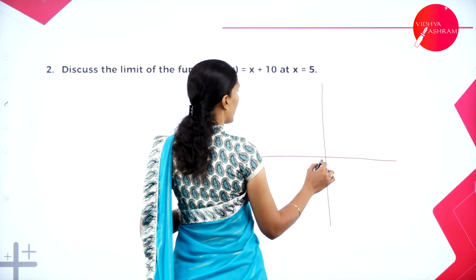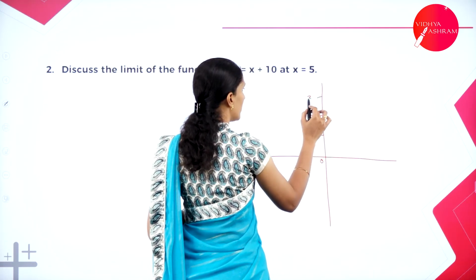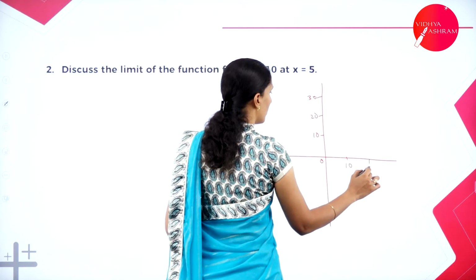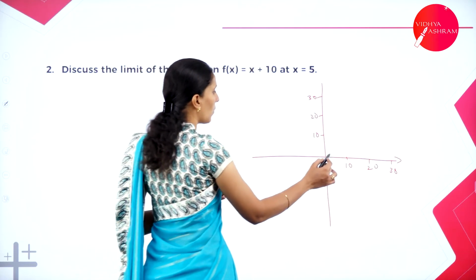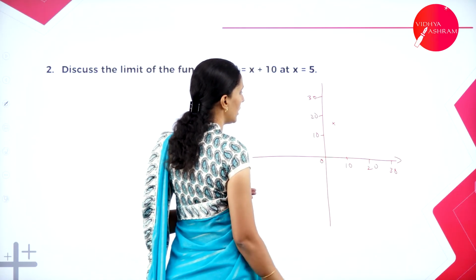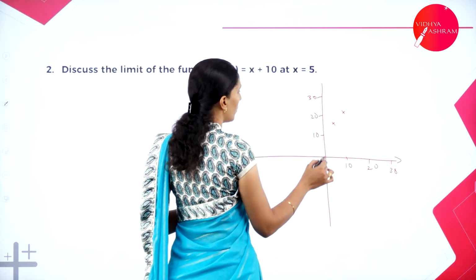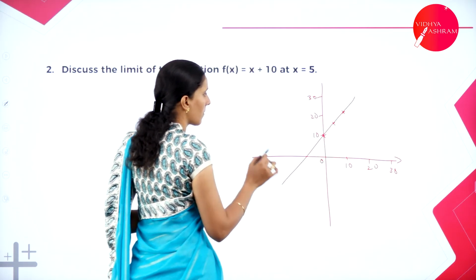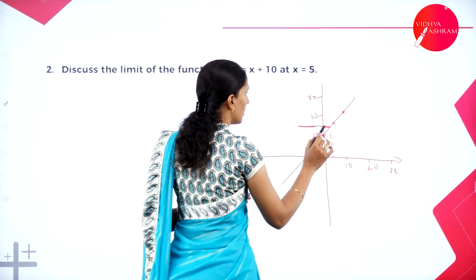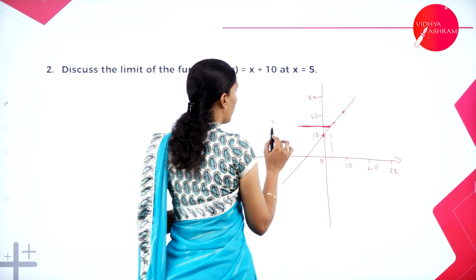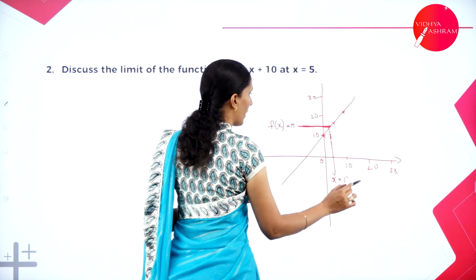So let me take the point as 0, somewhere here 10, 20, 30. I'll take this as 10, 20, 30. At x is equal to 5, the value will be equal to 15. At x is equal to 10, the value will be equal to 20. So for 0, it is 10. So it goes like this. So this is the value, f of x is equal to 15 at x is equal to 5.